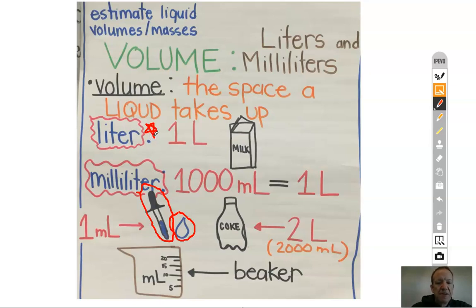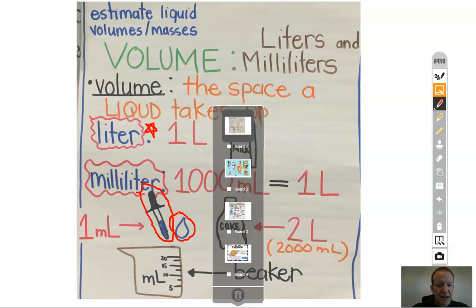A lot of the times that we see, like a milk carton or a water bottle would probably be a nice visual that is similar to a liter in size. Okay? So milliliters are very small measurements of liquid. Liters are medium to big size measurements of liquid. Now, let's go to the next page and see if we can decide between liters and milliliters.